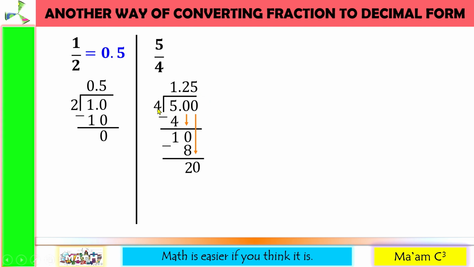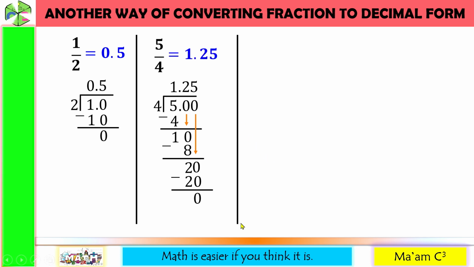5 times 4 is equal to 20. Let us subtract this. 20 minus 20 is equal to 0. So, we are done. 5 divided by 4 is equal to 1.25. Let us have another one.